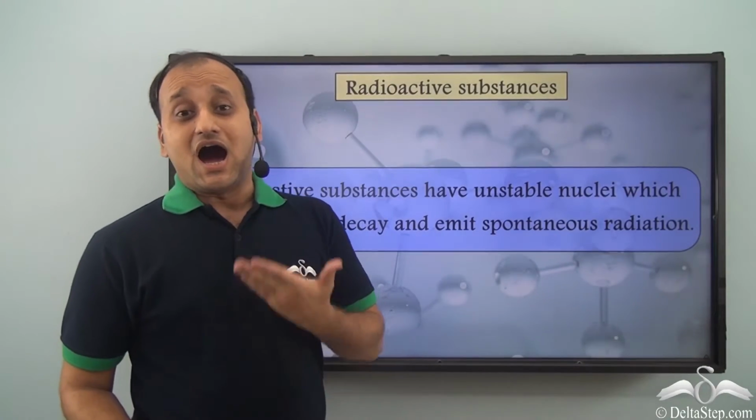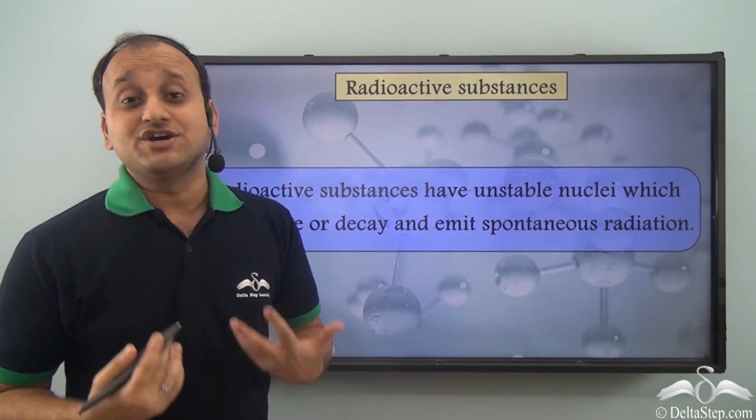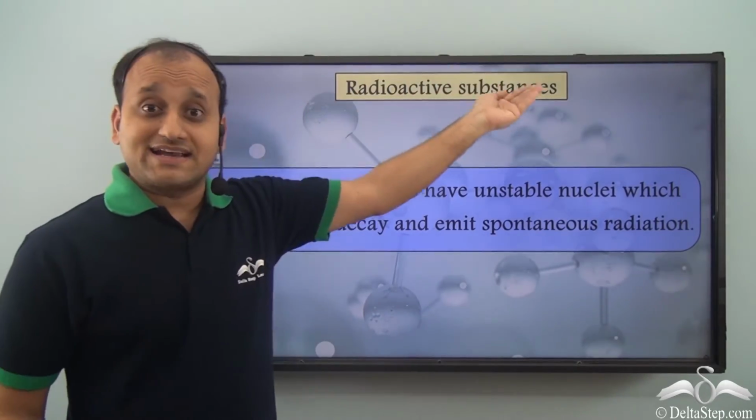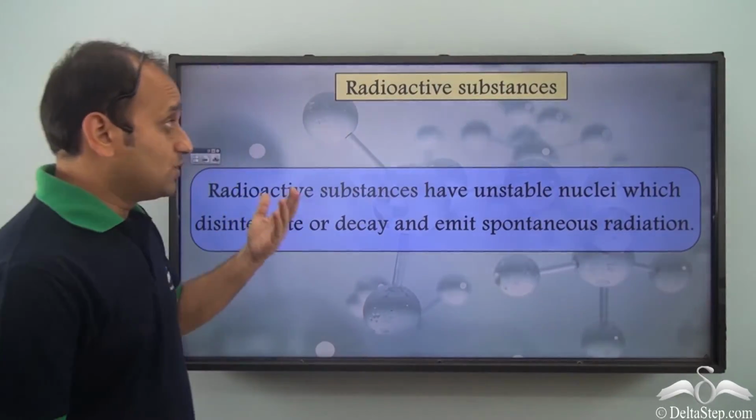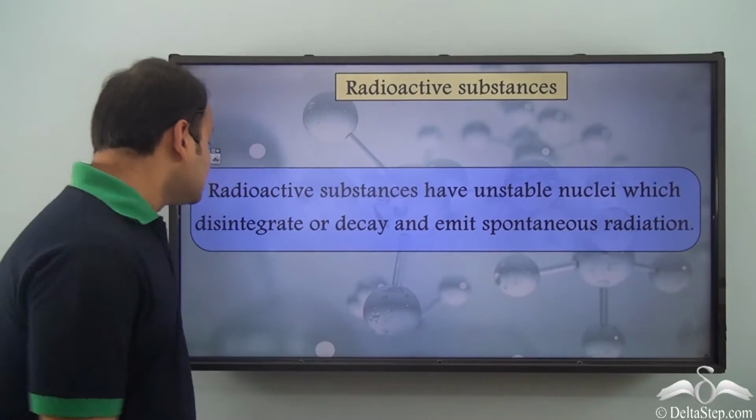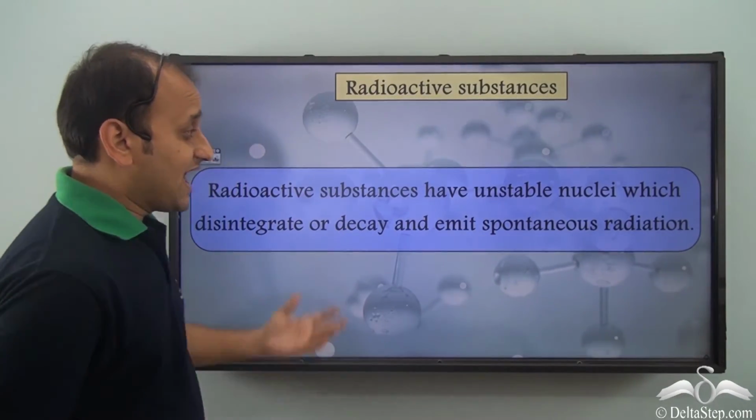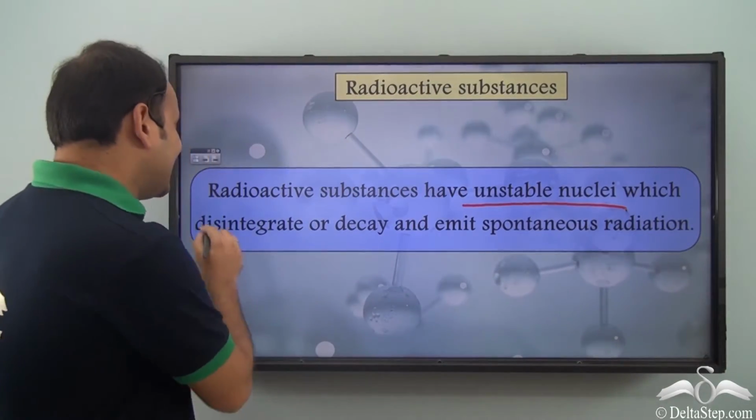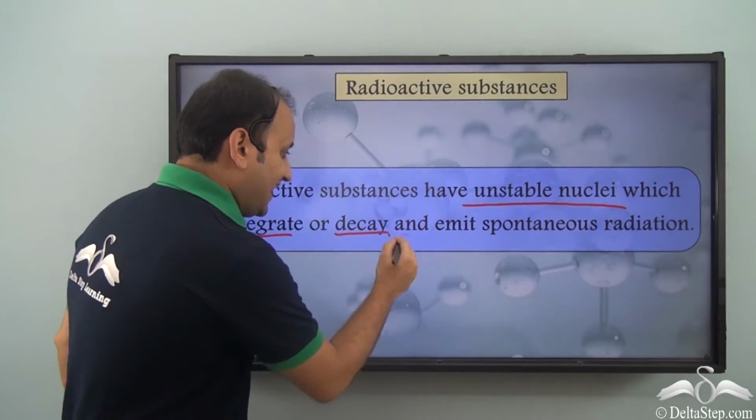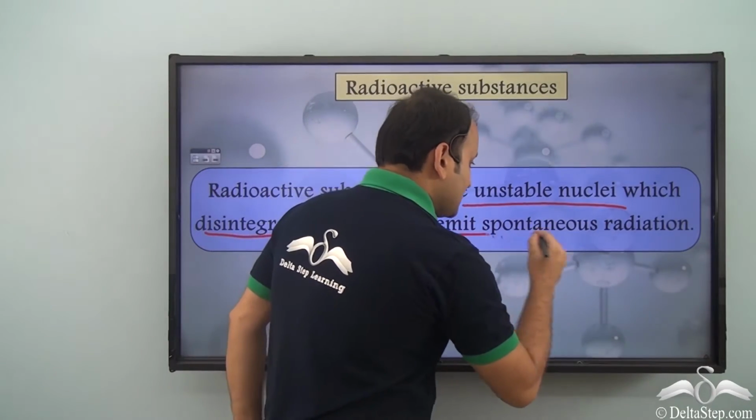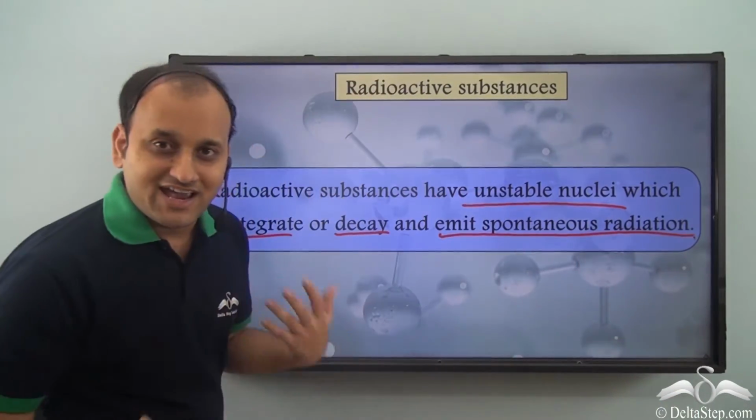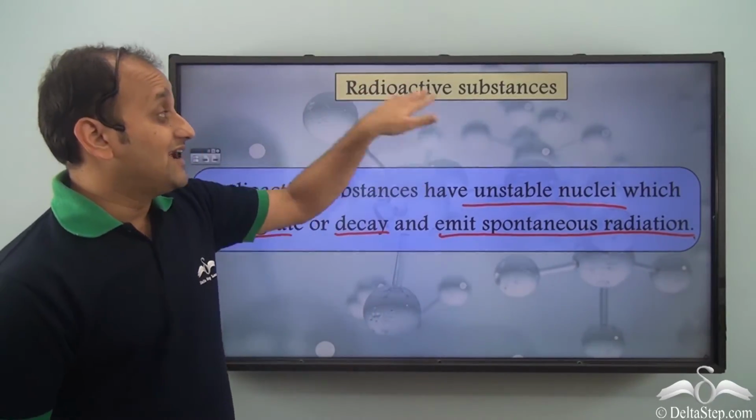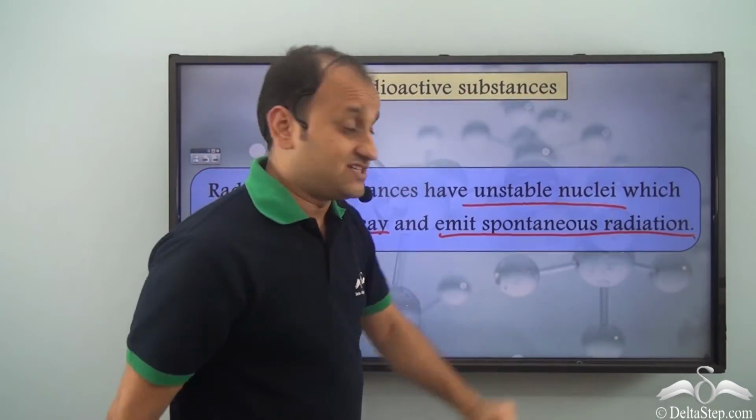And such unstable nuclei emit radiation, and that is why they are called radioactive substances. So what do we mean by radioactive substances? Radioactive substances have unstable nuclei which disintegrate or decay and emit spontaneous radiation. So radiation is emitted by radioactive substances spontaneously.